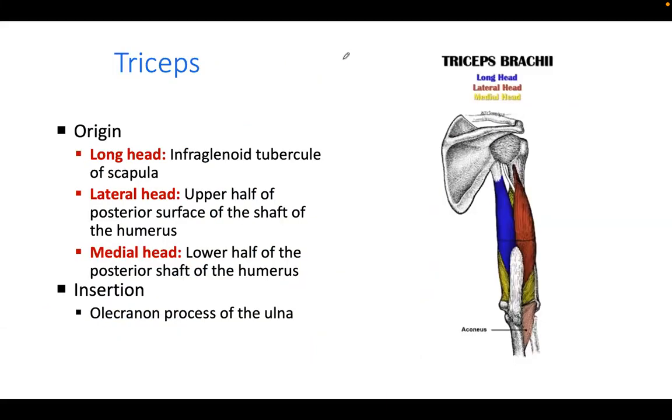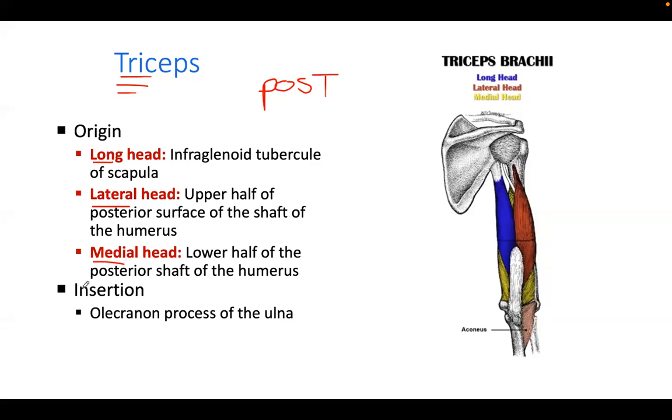Now, what about the triceps? Is the triceps found in the anterior or the posterior compartment of the arm? Where is it found? Anterior or posterior compartment? This is found in the posterior compartment. Now, triceps means it has three origins: long head, lateral head, and the medial head. Please remember that.